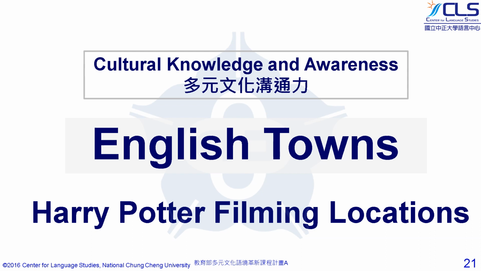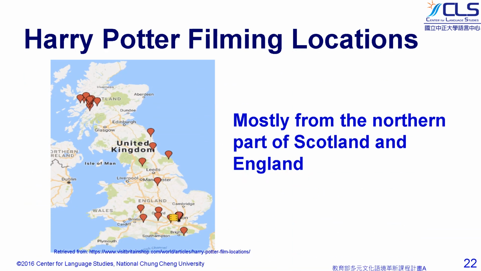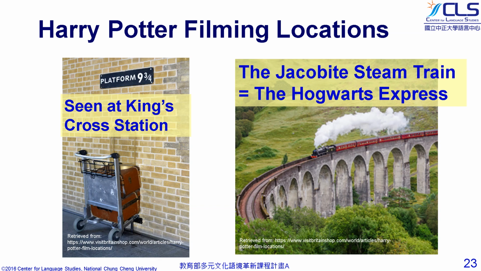After knowing the origin of Harry Potter, let's have a look at the filming locations of Harry Potter in the UK. The shooting of the film mostly takes place in the northern part of Scotland and England. We can find platform 9¾ in King's Cross Station. It has become a famous tourist spot when Harry Potter became famous.